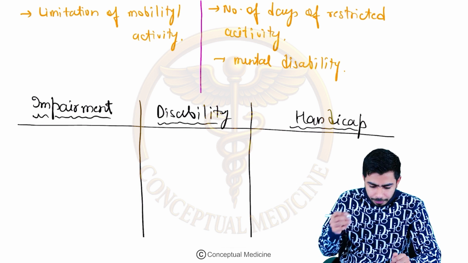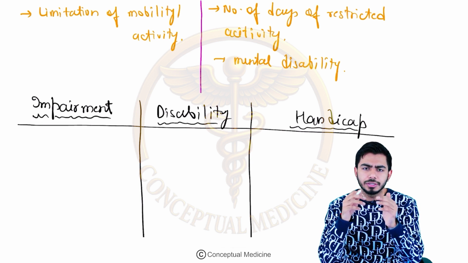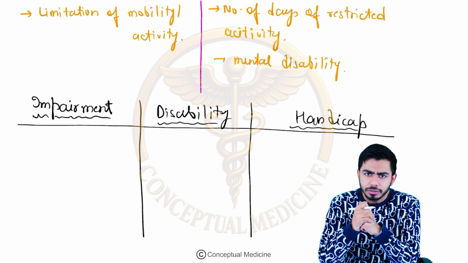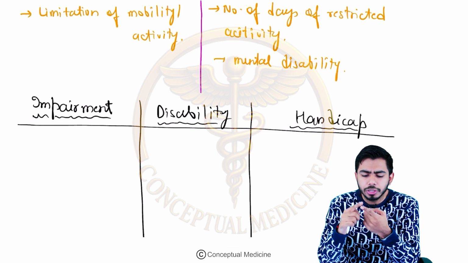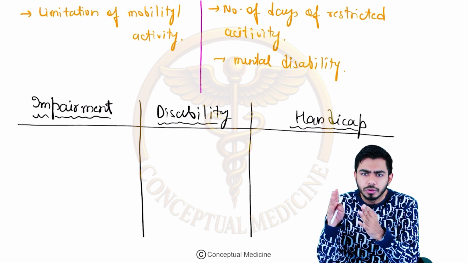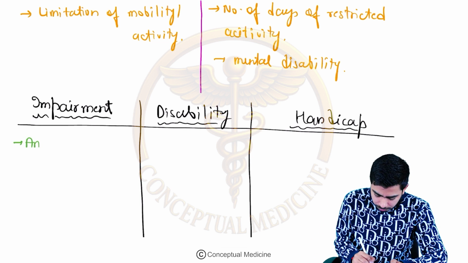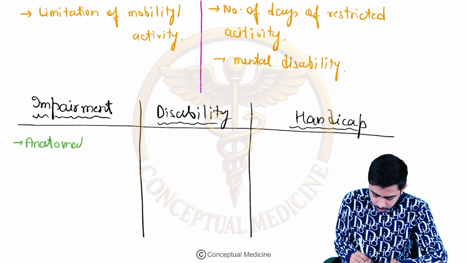Okay, so impairment, if you talk about it, this is the anatomical loss for some kind of person or patient, right? It could be anatomical loss or it could be physiological loss for the person, right? So if you talk about the impairment, this is the anatomical loss or the physiological loss. What do I mean by that?